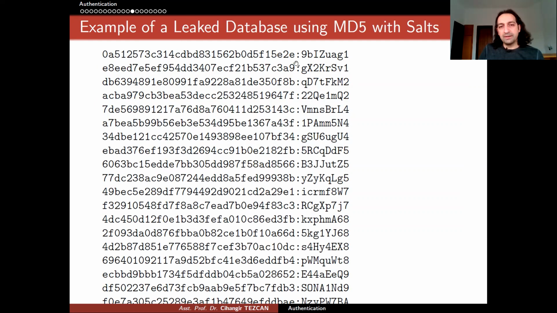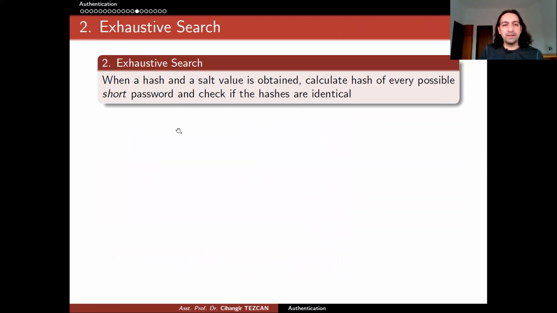Now, so dictionary attack does not work here, but we can always perform a brute force attack. So we call this exhaustive password searching. So when a hash and the salt value is obtained, you can calculate hash of every possible short password and check if the hashes are identical.